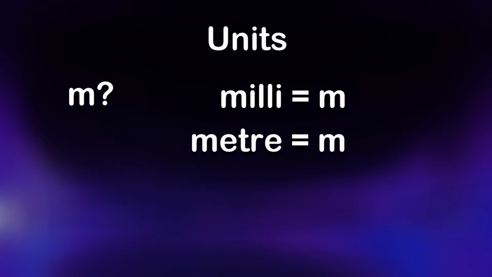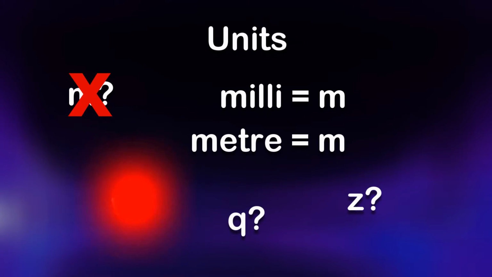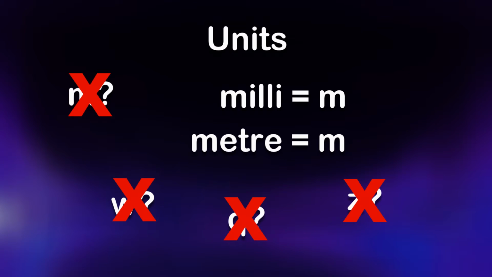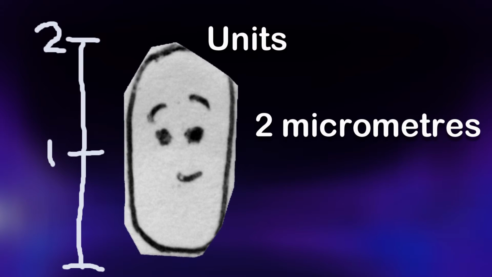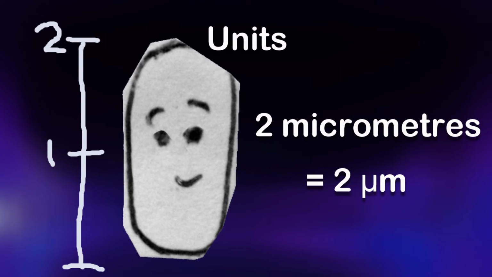We've already used the letter M to stand for both milli and metre, so we can't use that to mean micro too. And picking another random letter would be confusing. Well, the answer is to start using letters from the Greek alphabet, obviously. We use the Greek letter mu, which looks like a cross between an M and a U. So 2 micrometres is written as 2 μm.